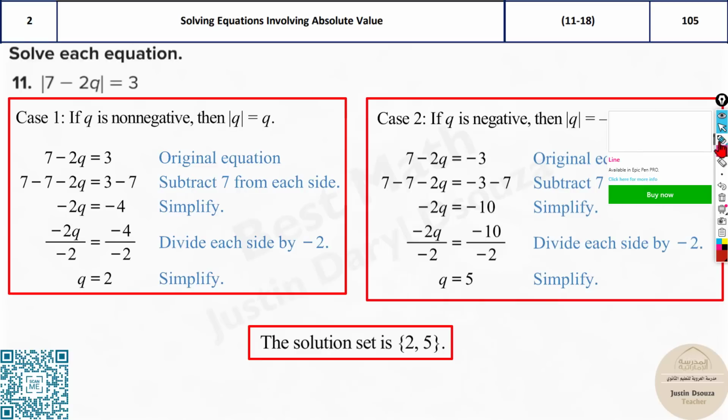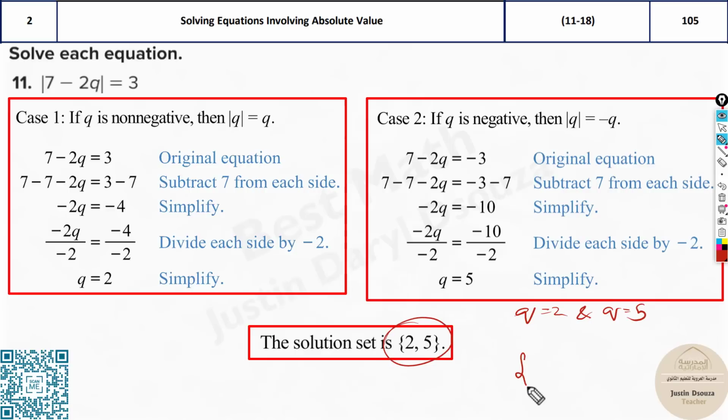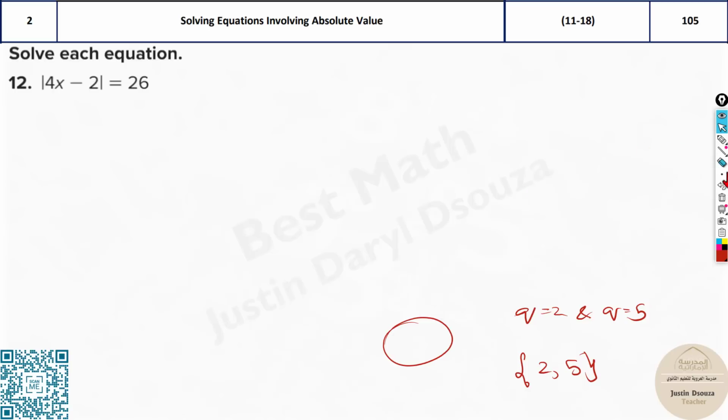Now, how will it be asked in the exam? How will the options be given? You can have the options like this: Q is equal to 2 and Q is equal to 5. Or generally the solution set, they write the smaller number first, 2 and 5. They'll have other wrong options as well. You need to see which is the correct answer and then choose the correct one. That's it.